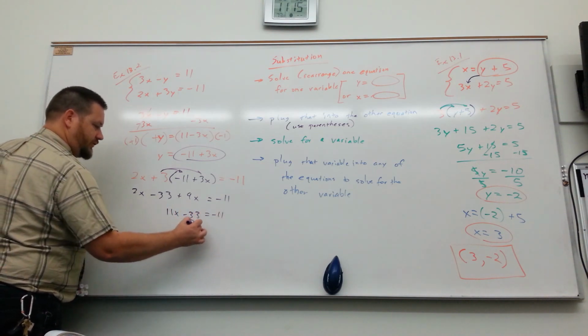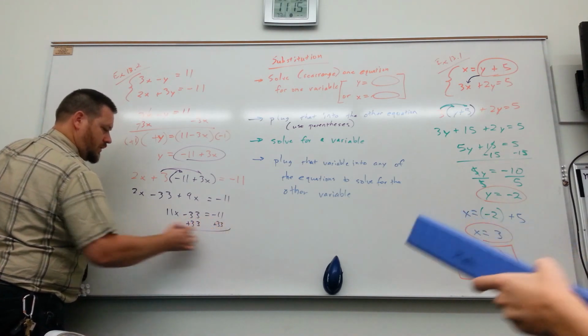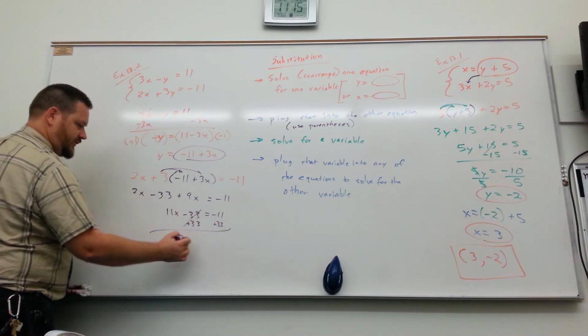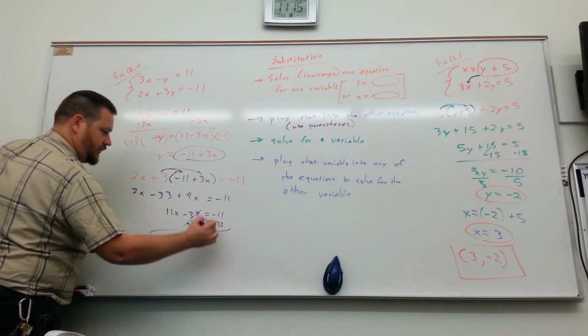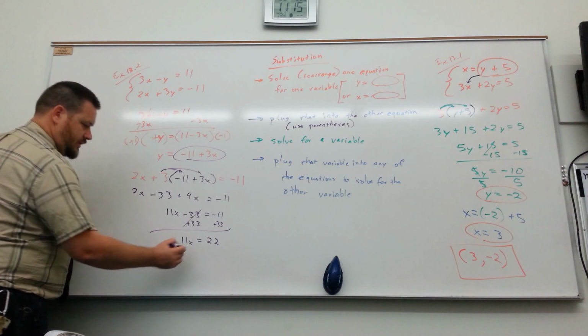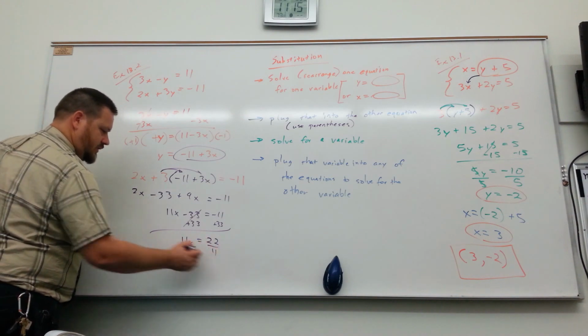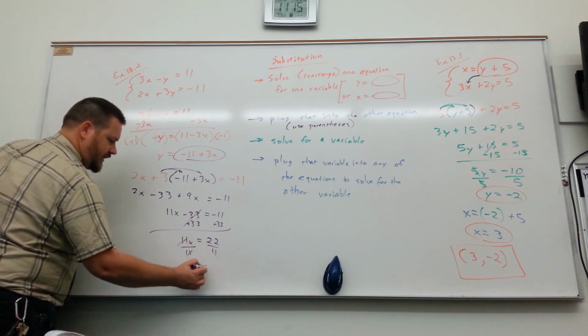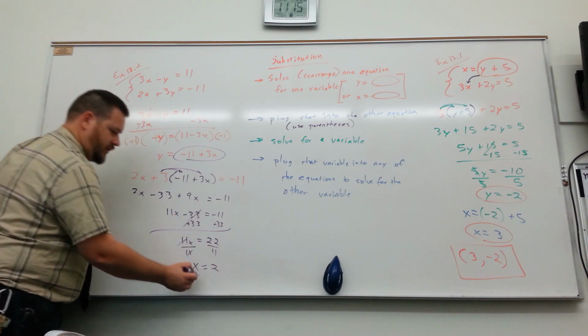Put the 33 on the other side. So minus 33 plus 33 cancel. We've got 11x equals negative 11 plus 33 is positive 22. Divide both sides by 11. My 11's cancel, and x equals 2. So there I've got one of them.